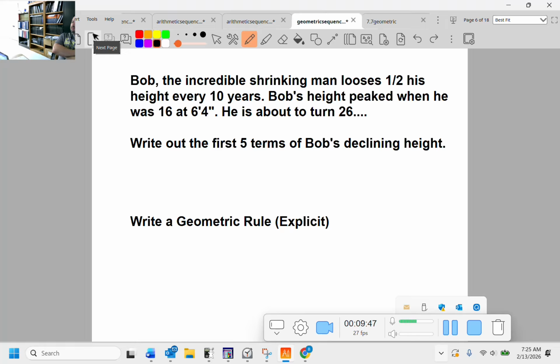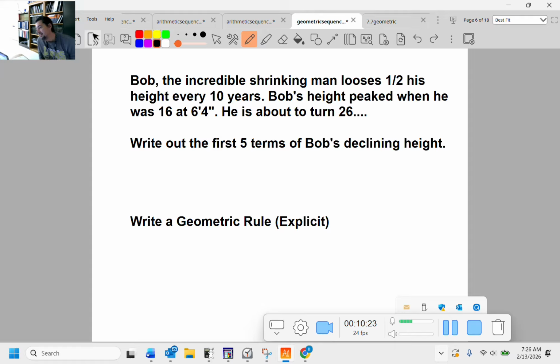Words. Bob, the incredible shrinking man, loses half his height every 10 years. Bob's height peaked when he was 16 at 6'4". He is about to turn 26. Write out the first 5 terms of Bob's declining height. Okay. So let's convert 6'4" into straight inches because we don't want to do 3'2" and then something else. It's going to get harder. Because the next thing would be like 1.51. So make the thing in inches.